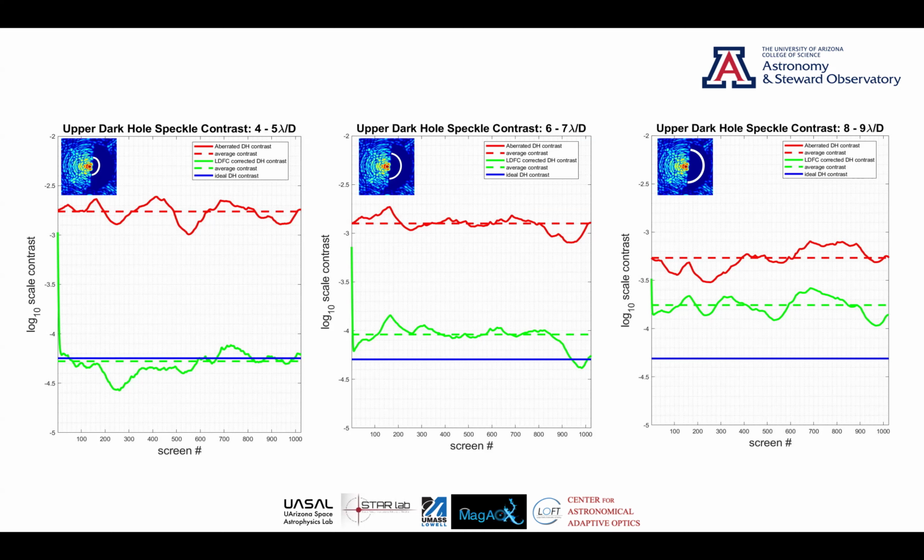And I corrected that in later plots. But this is an open loop in the red. This is what the dark hole contrast was in this bin with our open loop aberration applied. And then the green is LDFC. When it was applied, this was our closed loop control, our closed loop contrast. And then I've dotted the lines to show the average.